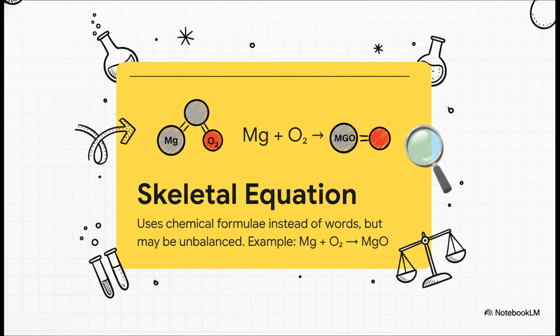It's much shorter. But take a careful look at this one. Do you spot a problem? On the left, we have 2 atoms of oxygen, but on the right, we only have 1. This means the equation is unbalanced. And in chemistry, that's just not allowed.